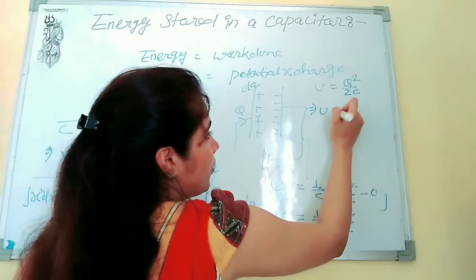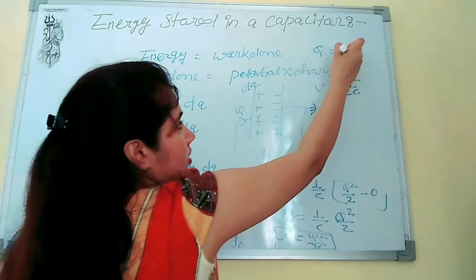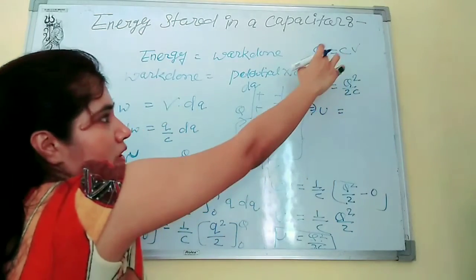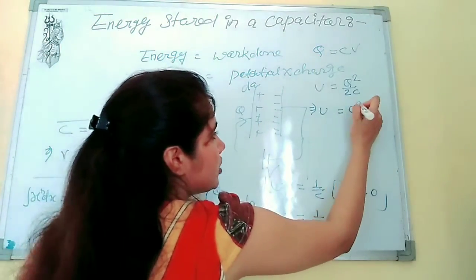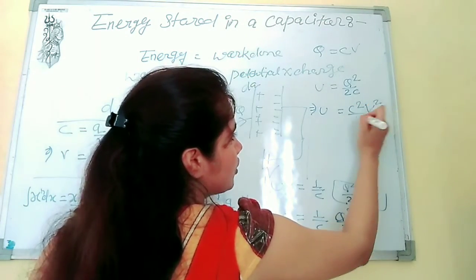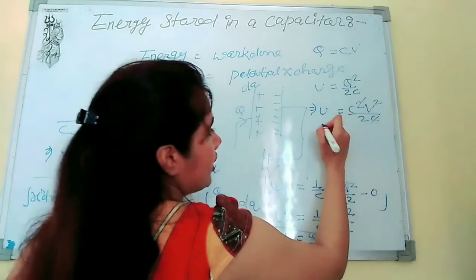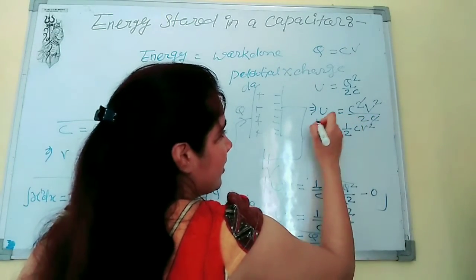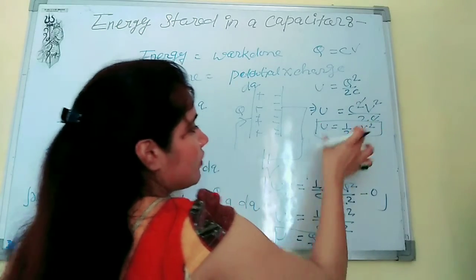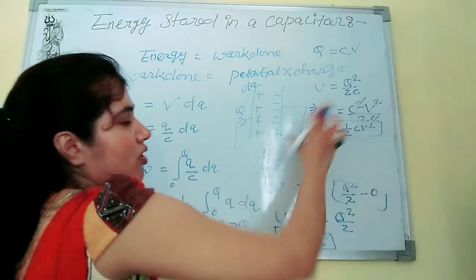That will be U, and in the place of Q we can write CV, because the expression for Q is CV. So here if we put CV, that will be C square V square upon 2C. One C will be cancelled out. So ultimately what we will get, U equal to half CV square. This is one of the forms of this potential energy formula. It's a very popular formula.